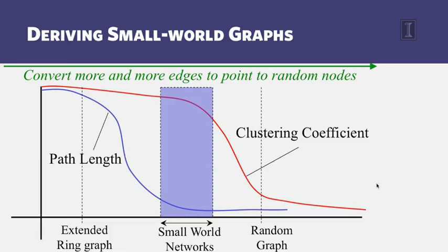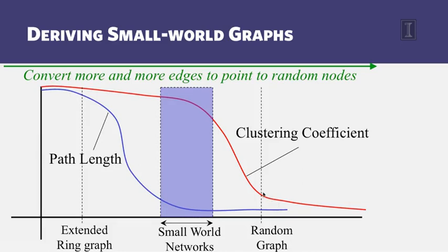What happens as a result of doing that is that eventually, when you have changed all the edges over to being random, you get to a random graph, right? So you get from an extended ring graph to a random graph. And as a result, the clustering coefficient, which is very high for extended ring graphs, falls to be very low for random graphs. And the path length also, which is very high for extended ring graphs, also falls to be very low for random graphs.